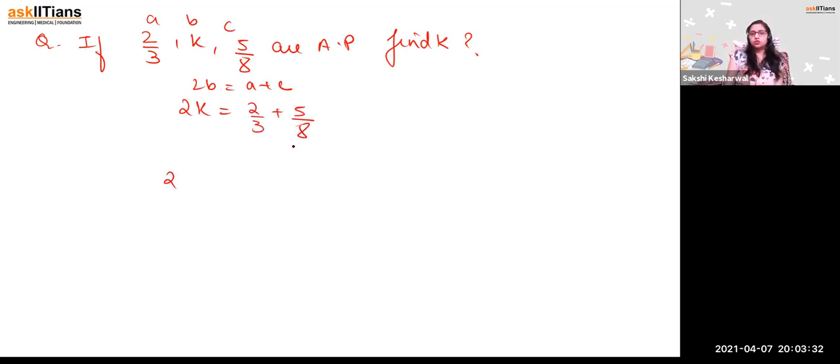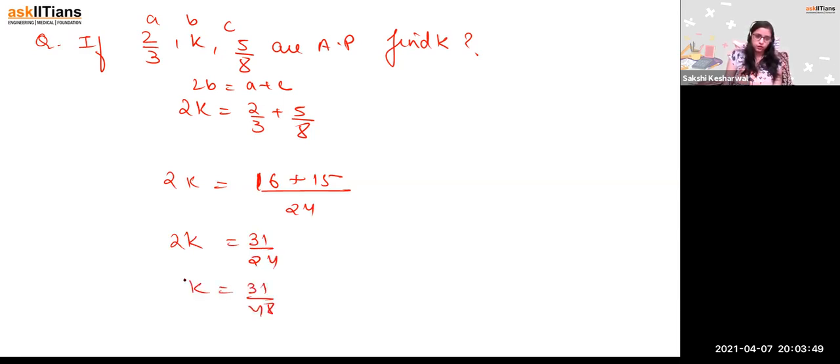So 2K is equals to what? 24. So 24, it's 8. It's going to be what, beta? 16, and this is going to be 15, divided by 24, right? So 2K is equals to 31 by 24. So K is equals to 31 by 48. This is right.